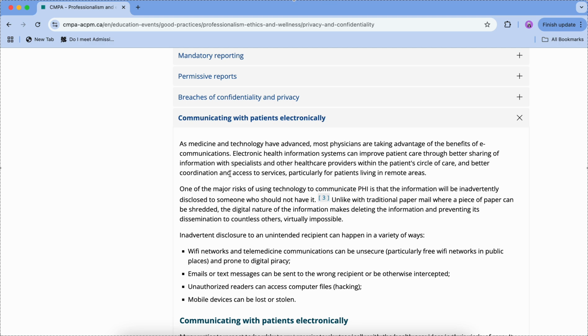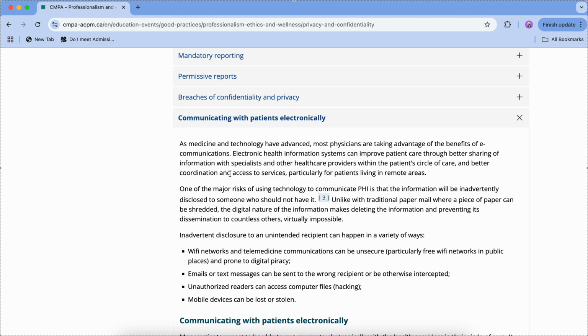Inadvertent disclosure to an unintended recipient can happen in a variety of ways. Wi-Fi networks and telemedicine communication can be unsecure, particularly free Wi-Fi networks in public places, and prone to digital privacy breaches. I think we are all very used to connecting our phones and laptops to public Wi-Fi, which is free, but these networks can take some or most of the information from your laptop and it can be shared on another platform. This is very unlikely, but yes, it can happen.